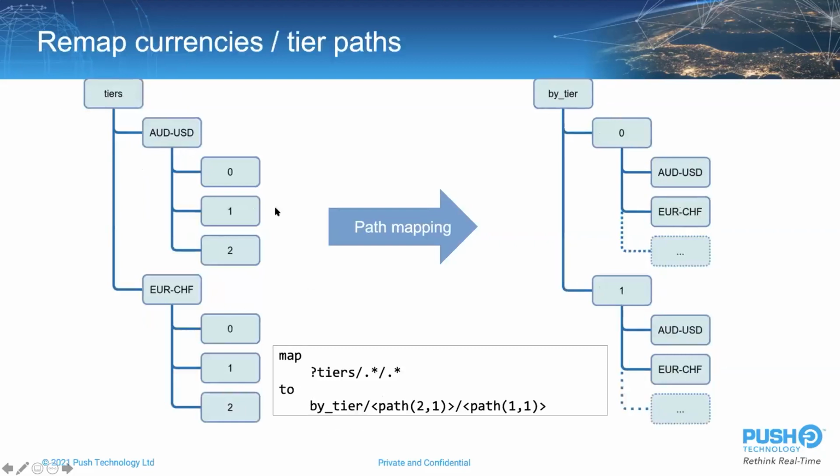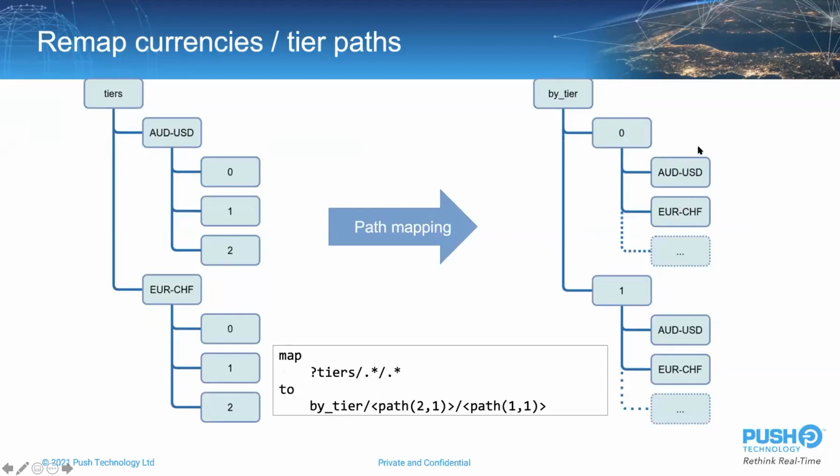And this time, we'll map the tiers view, and we create a new view called by tier. And we use the path function again, but this says take the second item and only one of them, and then take the first item and only one of them. And what we end up with is by tier, then the pricing tier itself and the currency pairs.